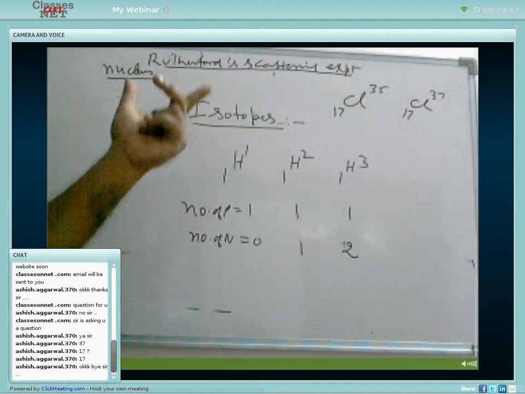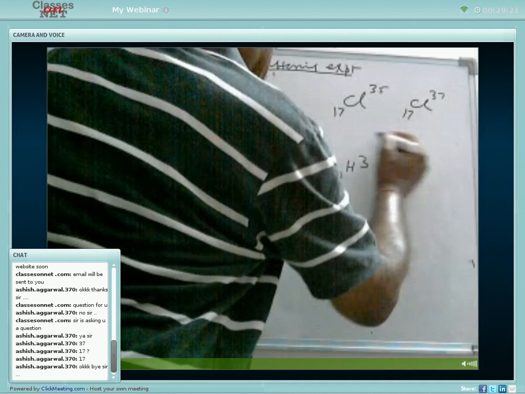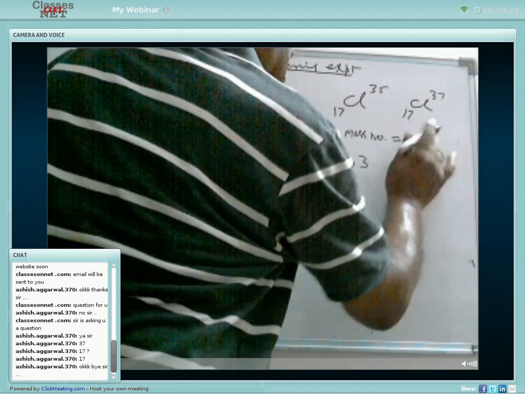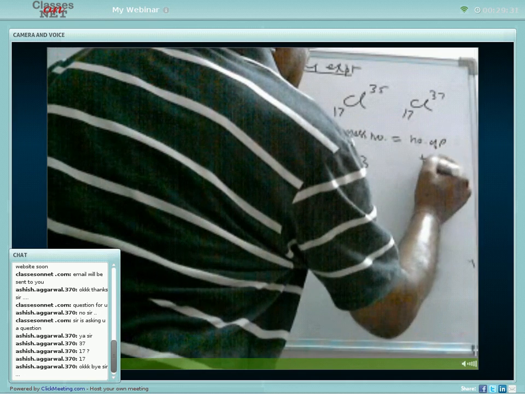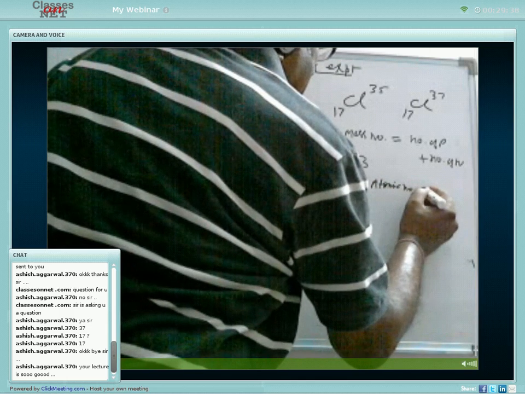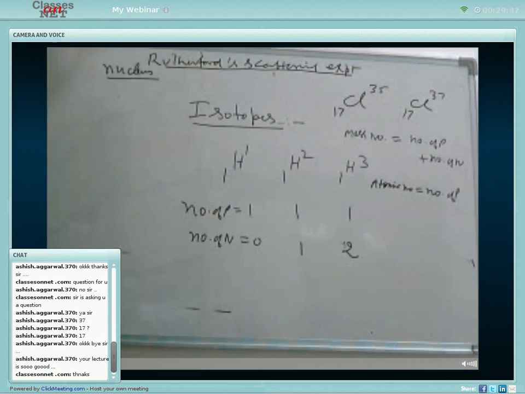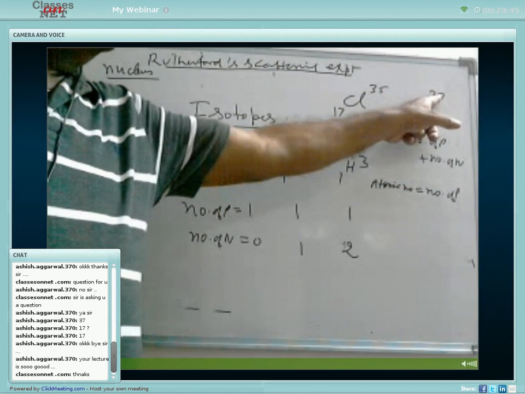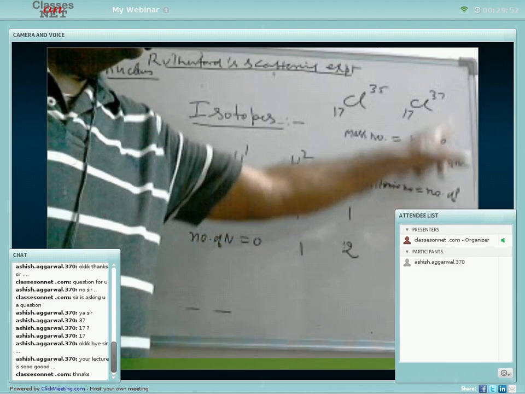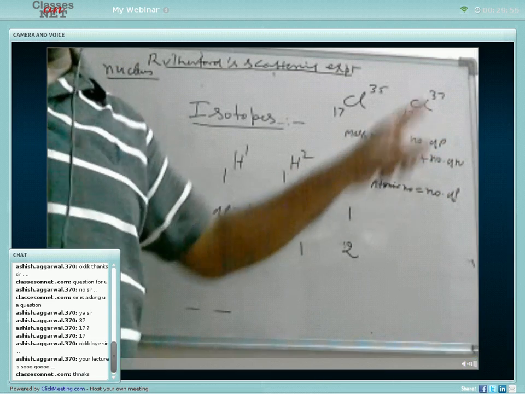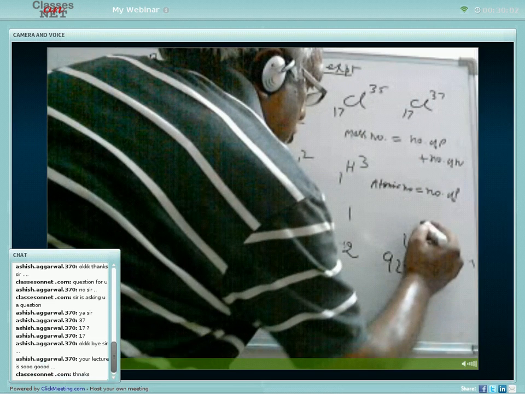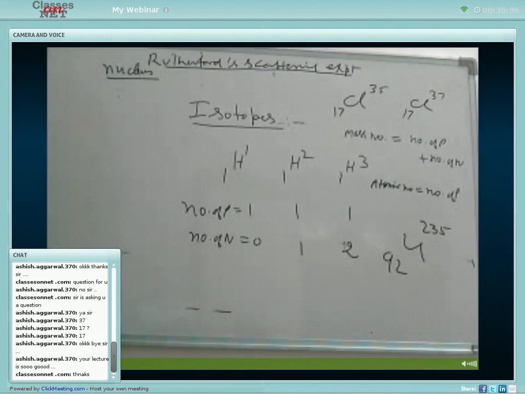Understand? The mass number is equal to the atomic number, or number of protons, plus the number of neutrons, and the atomic number is equal to the number of protons. Mass number is 37, atomic number is 17, so the number of neutrons will be 20, or this minus this is the number of neutrons. Remember, take another example, uranium 92 235. Tell me the atomic number of this element.